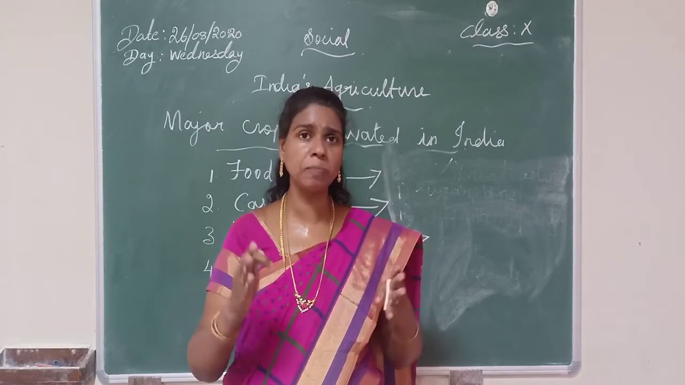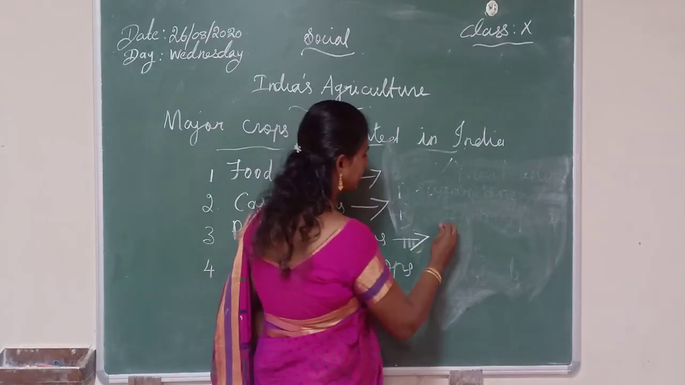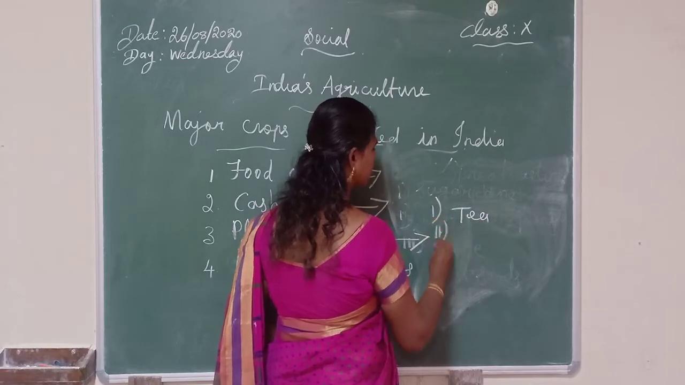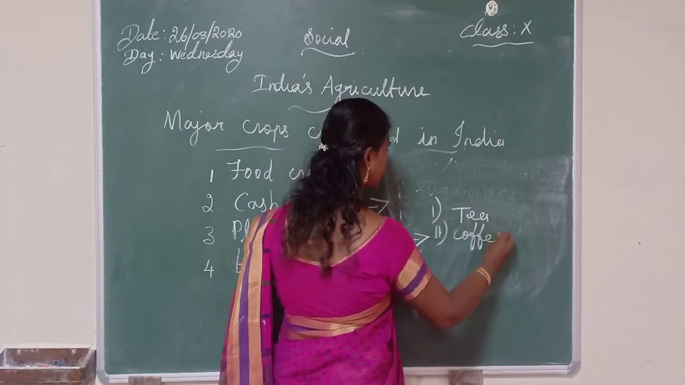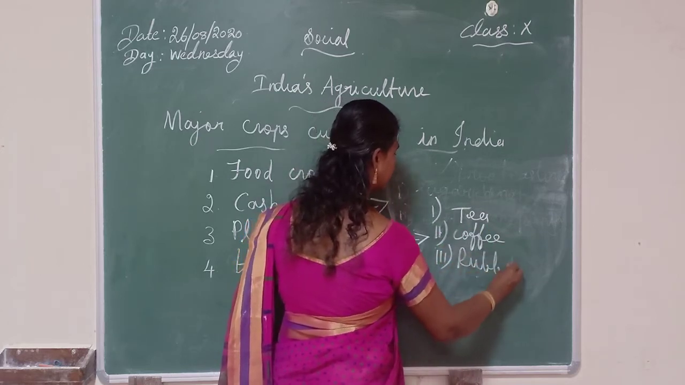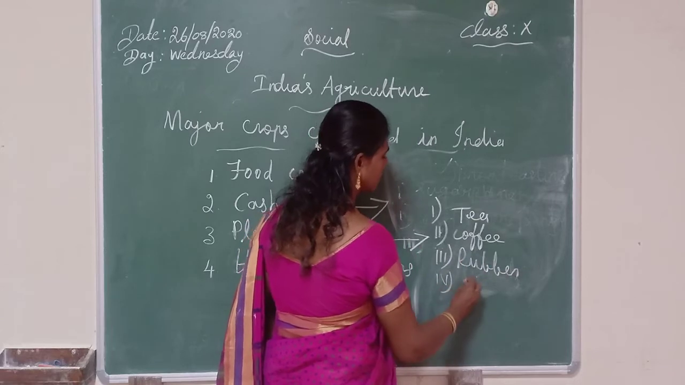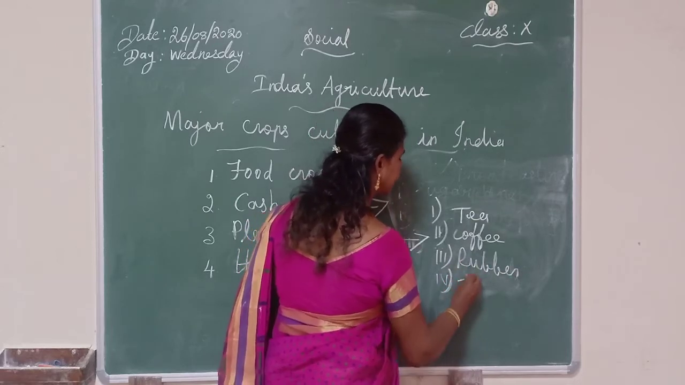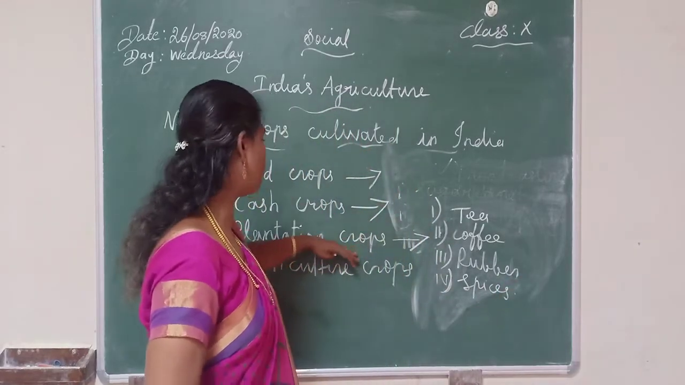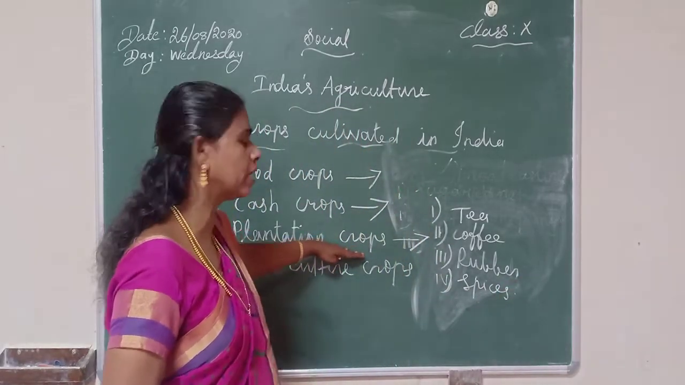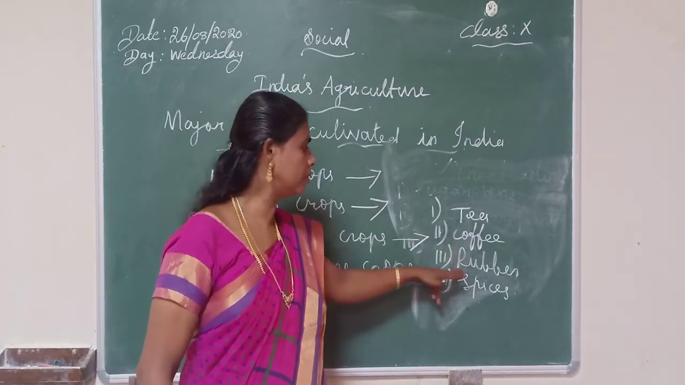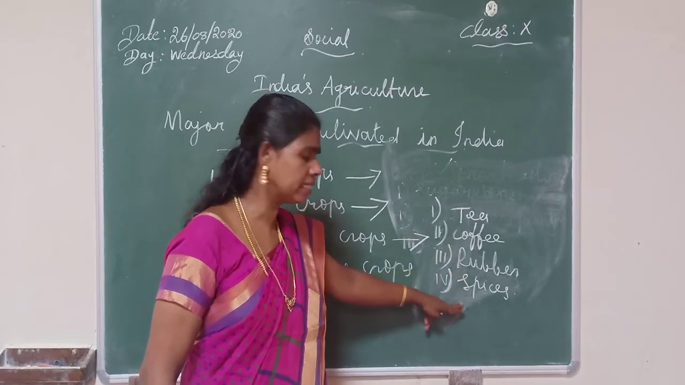Now listen here. There are four major crops from plantation crops. The first one is tea, second one is coffee, third one is rubber, and the fourth one is spices.